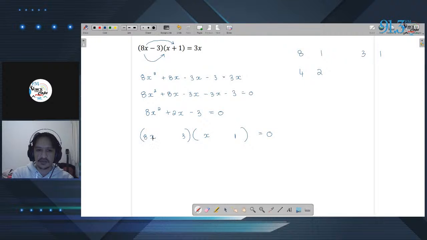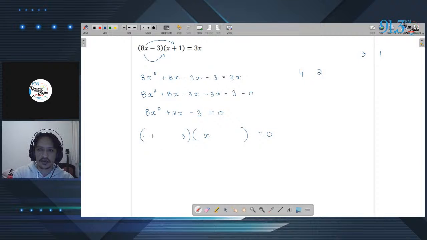I know 8x times the 1 is going to give me 8x. And I know 3 times x is going to give me 3x. Now, is there any way to have 8x and 3x equal 2x? No, there isn't. Whether we minus or add, we're going to get either 5x or 11x. So we can't have 8 and 1 in those positions, right? But even if I move the 3 over here, it wouldn't work because 8x times 3 gives me 24. So 8 and 1 is out of the question. So we can ignore 8 and 1.